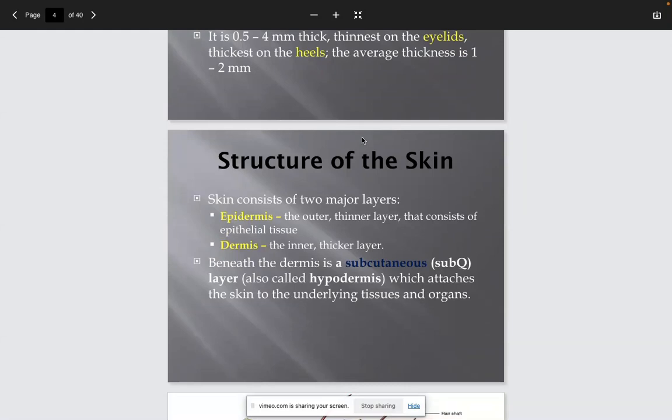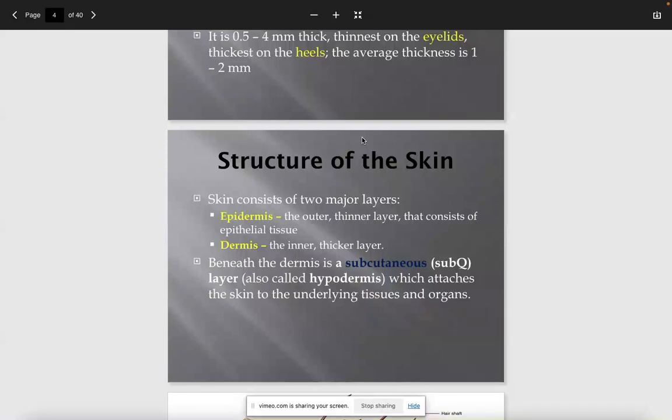When you think about the structure of the skin, there's going to be two major layers, and this is going to be epi, meaning above. So epi, above the dermis. So the epidermis is going to be the outer, thinner layer that consists of the epithelial tissue. And the dermis, this is going to be right beneath it. This is going to be the inner, thicker layer. And these are two layers that I would like for you to know and kind of know the details of each. So again, the epidermis, the outer, thinner layer, and the dermis is going to be the inner, thicker layer.